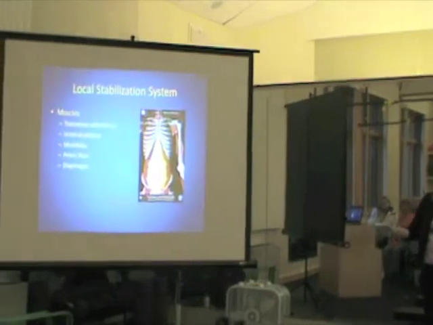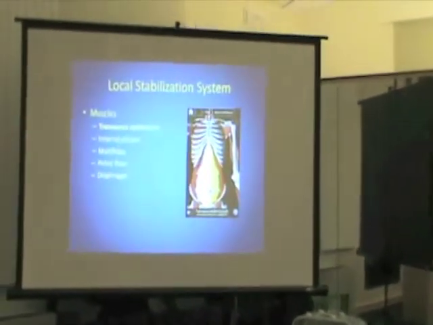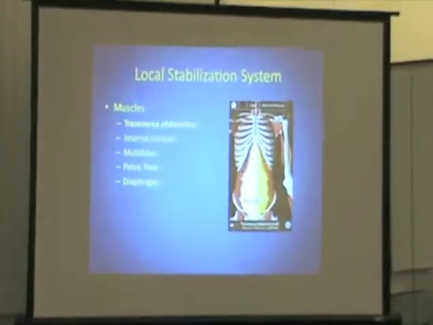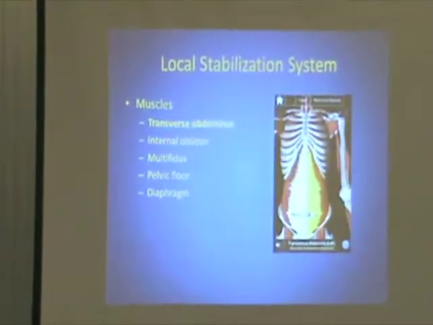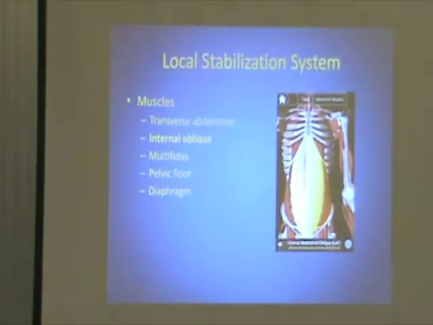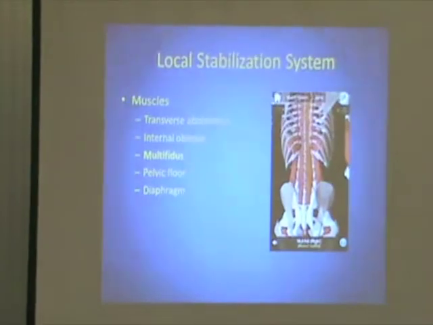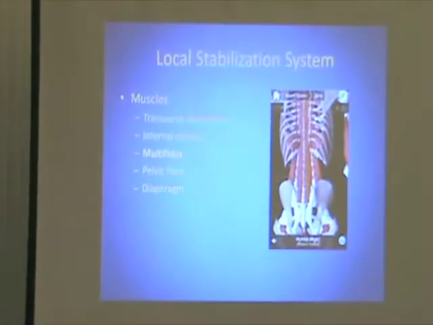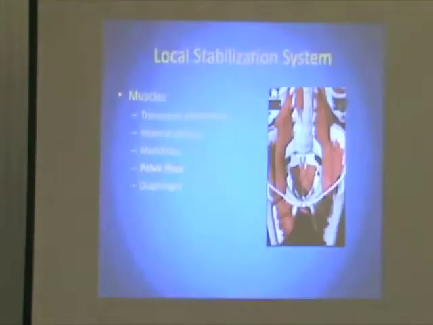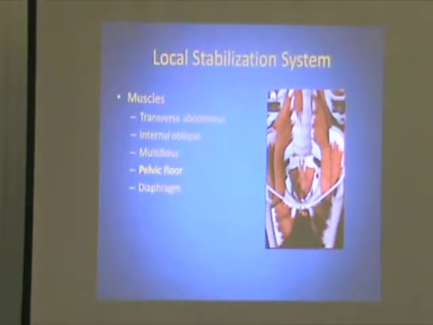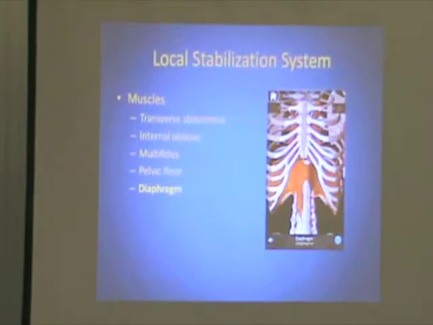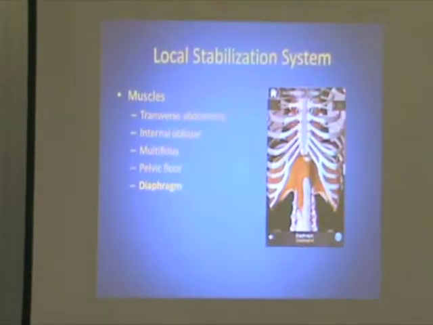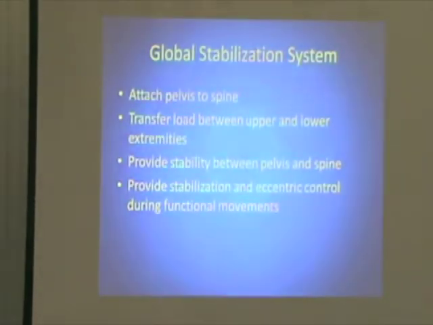So the muscles of your local stabilization system. Six-pack doesn't even make the list. You have your transverse abdominis. This is kind of your corset muscles. They go around your spine and kind of cinch everything in. Your internal obliques, which are on the side. The multifidus in your back, and if you've ever seen a bodybuilder, sometimes they've got a Christmas tree look on their back. That's the multifidus. The pelvic floor forms the bottom of your core, and then the diaphragm, your breathing muscle, forms the top of it.